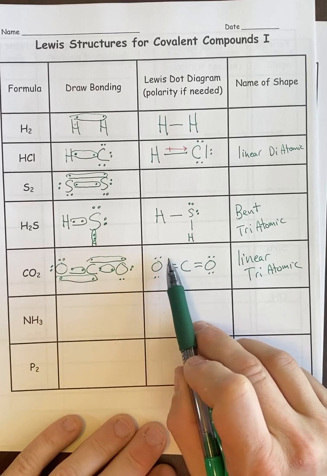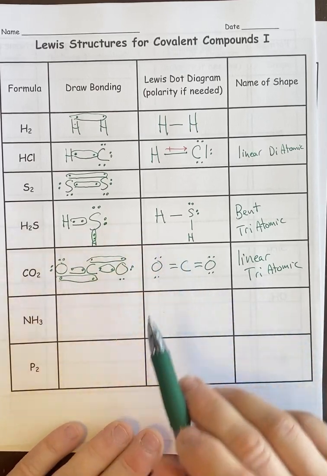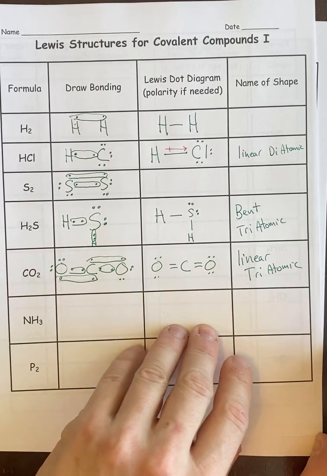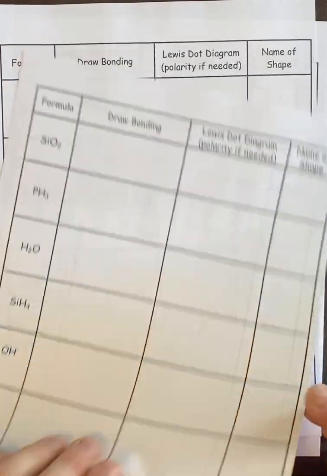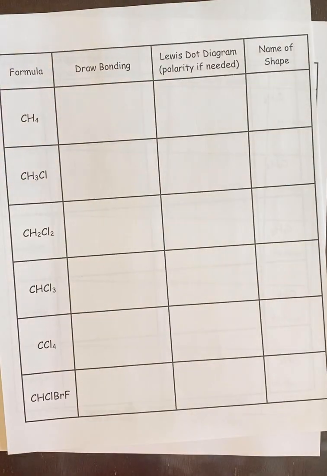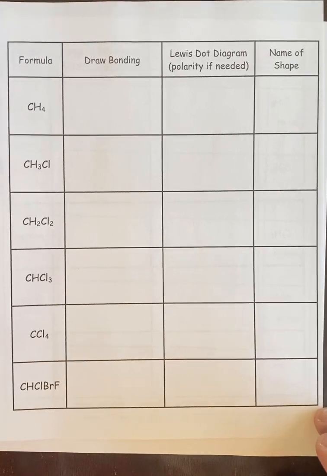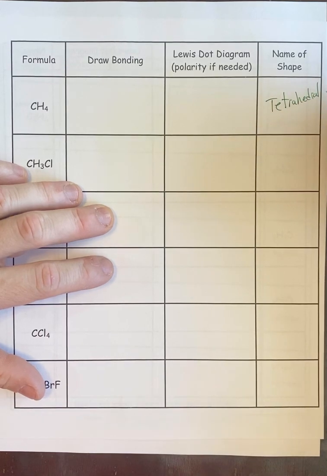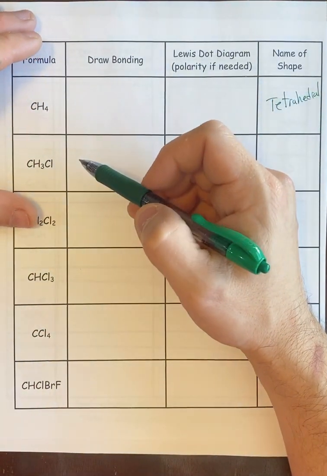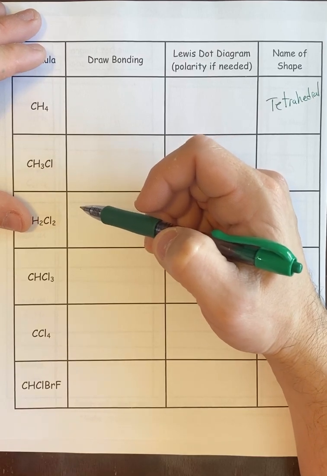Also, I'm not including the polarity arrows on this one and this one. You have to do those yourselves. So you're going to keep doing that. The second page is more of the same, so I'm not going to go over any of those. The third page, just be aware that when we get to the third page, these are all going to be tetrahedral in shape.